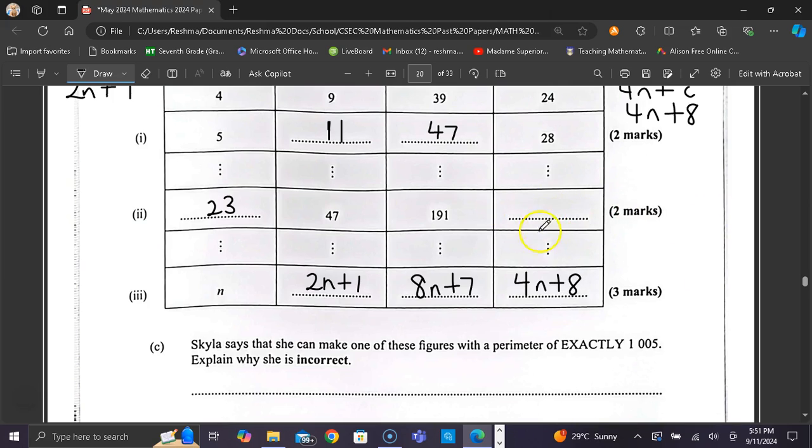So let's figure out the parameter when n is 23. It will be 4 by 23 plus 8, and that will give us 100 as the parameter.